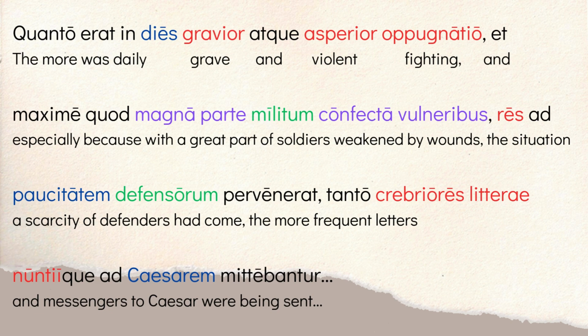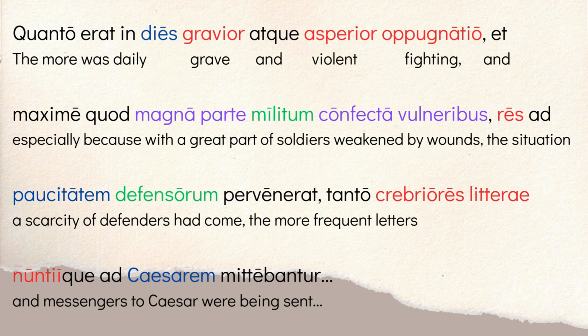You have: quanto erat in dies gravior atque asperior oppugnatio, et maxime quod magna parte militum confecta vulneribus res ad paucitatem defensorum pervenerat. Tanto crebriores litterae nuntiique ad Caesarem mittebantur. Okay, and then it kind of keeps going from there. But we're starting with that quanto and tanto.